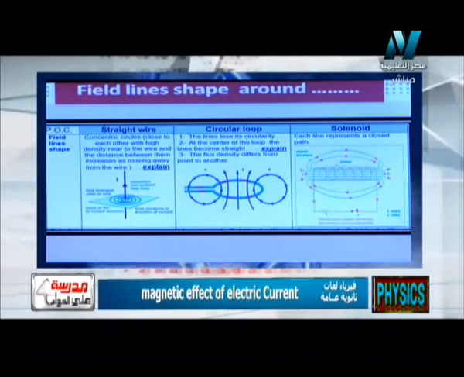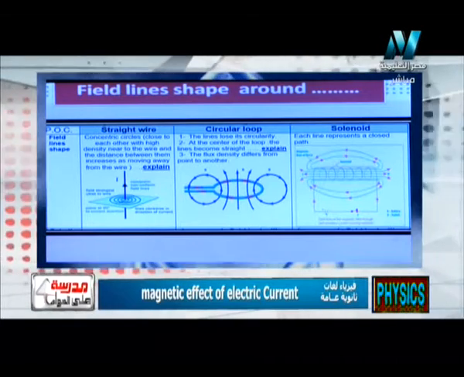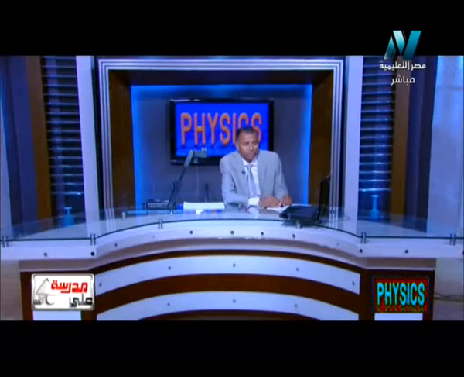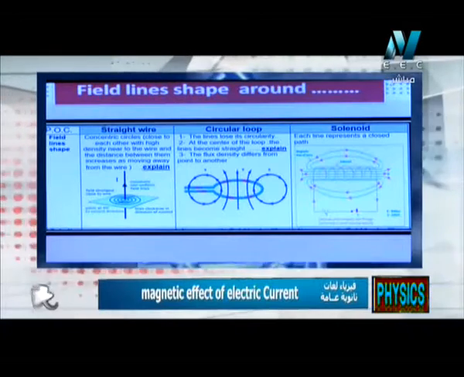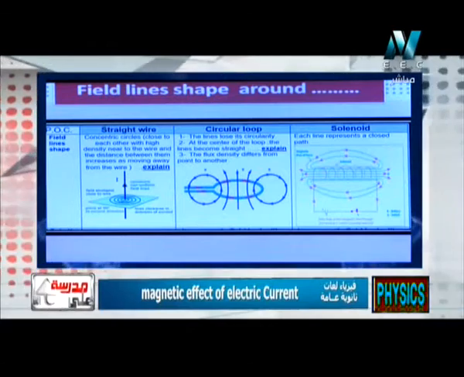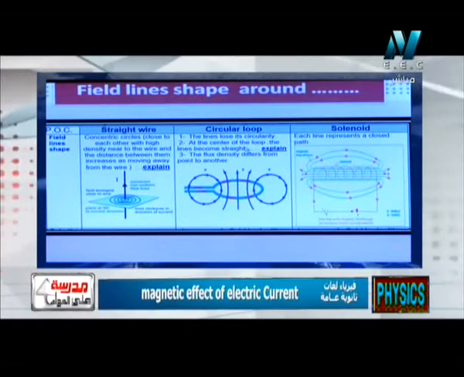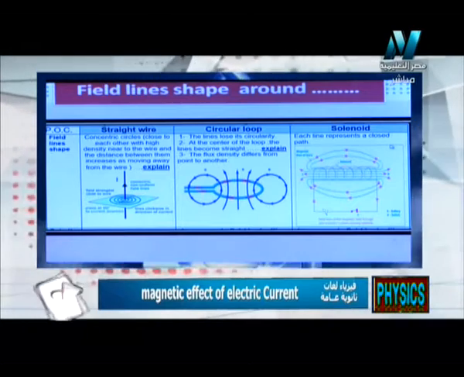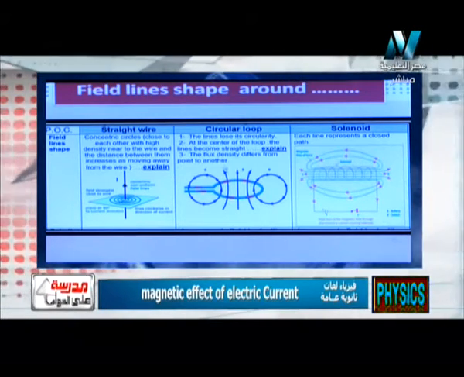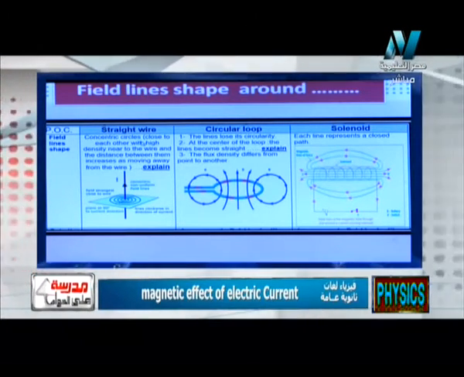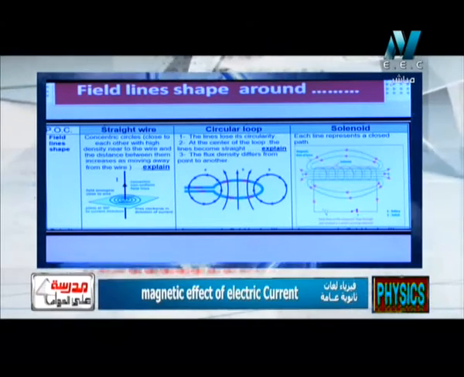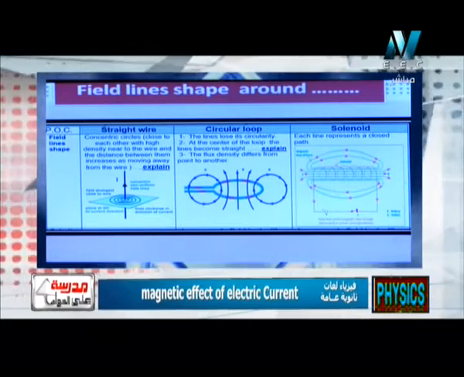Then, the second item for chapter 2 is what are the shapes of the magnetic field lines around, at first, a straight wire, then around a circular loop or coil, third around a solenoid. But here we are dealing with a straight wire carrying a current, a circular loop carrying a current, and a solenoid carrying a current.